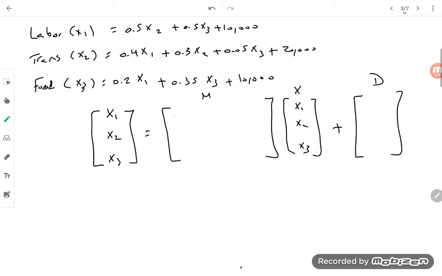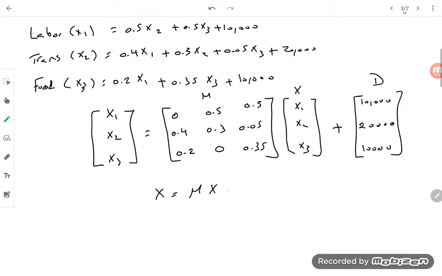So we can write it as 0x1 in the first equation. There isn't any x1, so it's 0. 0.5x2 and 0.5x3. 0.4x1, 0.3x2, 0.05x3. 0.2x1, there is no x2, so it is 0, and 0.35x3, and the same with respect to the final demand. It's 10 thousandths, 20 thousandths, and 10 thousandths. So we can write this equation as x equal mx plus d.